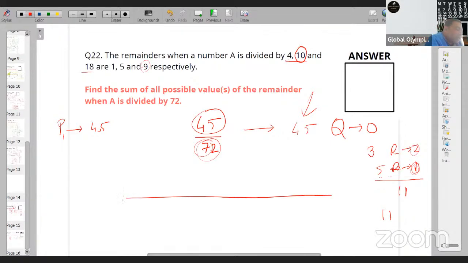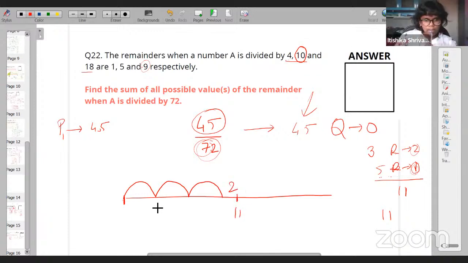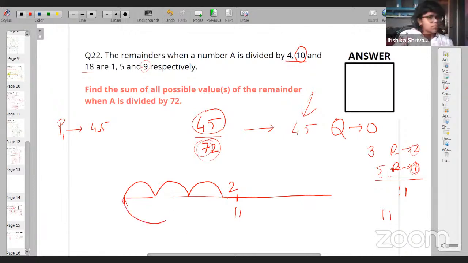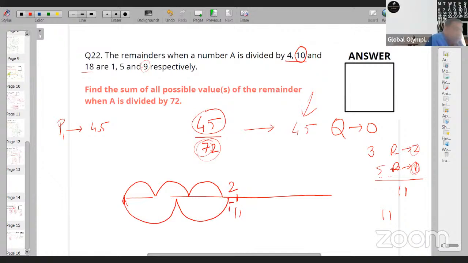So what happens? At 0, the 3 started jumping. It jumped 3 times, and at 11 it gave a remainder of 2. Right? The 5 jumped 2 times and gave a remainder of 1. Sorry, my drawing is not that great. One second, let me make it a little better. So this phenomenon happened at 11 when they both started jumping at 0. Before that, in between, they never met.